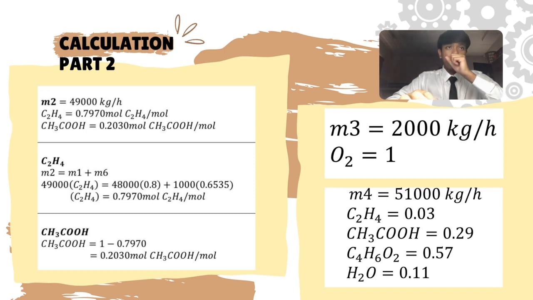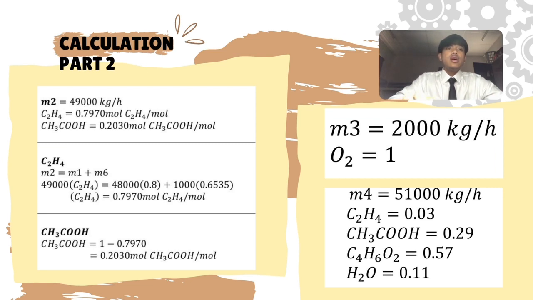So M2 is 49,000. We are searching for ethylene, C2H4, in M2. So M2 equals 48,000 times 0.8 plus 1,000 times 0.6535. We will get ethylene as 0.797. Then we only have two components in M2, which are ethylene and acetic acid. So after we get ethylene, we can just subtract it from 1. So 1 minus 0.797, we will get 0.203.